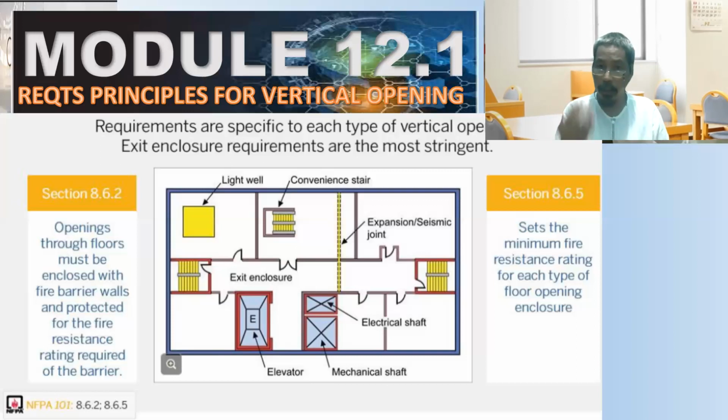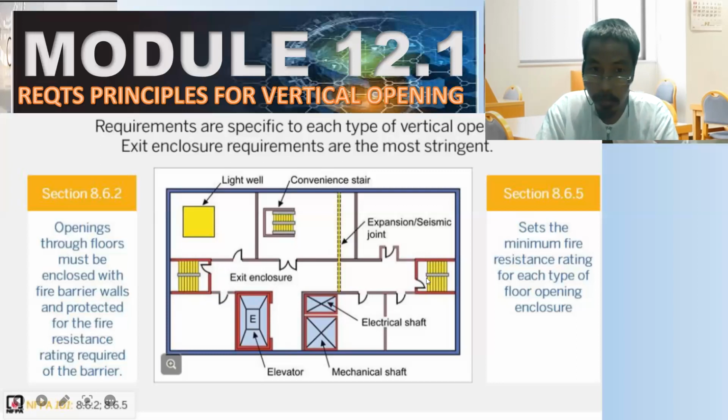to connect from one floor to the next floor. They are unavoidable necessities. What else? Here, the exit stairs. We have an opening for the exit stairs. That is fire protection. And we have the expansion or seismic joint. That is a structural necessity. So we have the light well and we have convenience stairs.